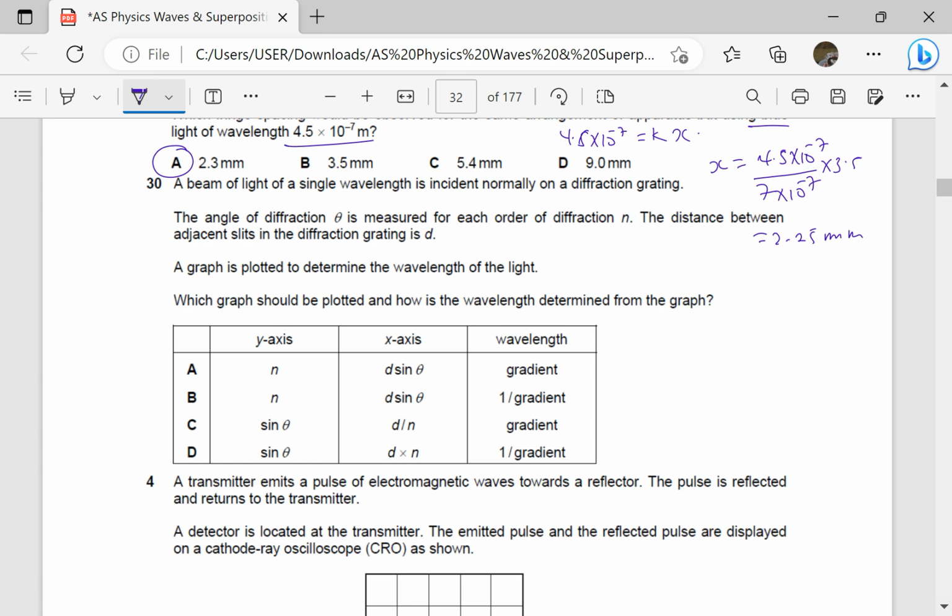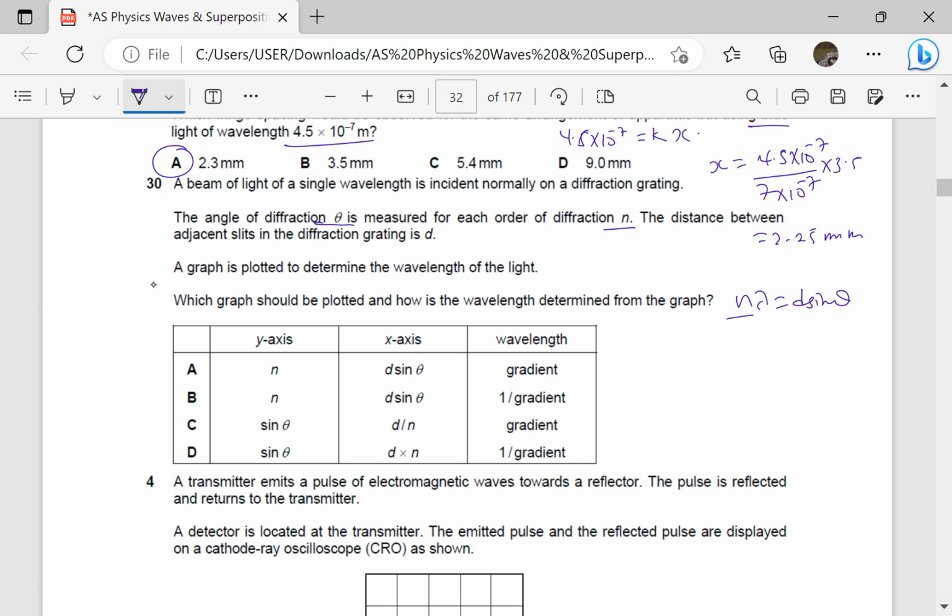So we have the angle of diffraction measured for each order n. We know that n lambda is equal to d sine theta. So n is the independent variable. So we cannot plot a graph of d over n.